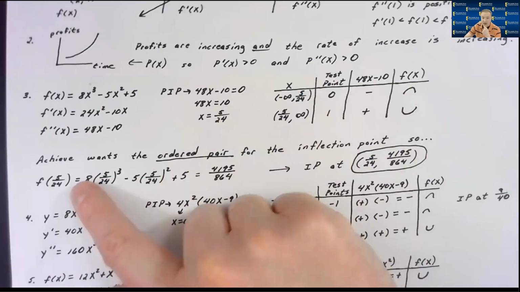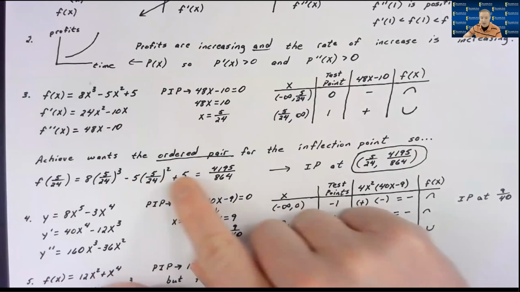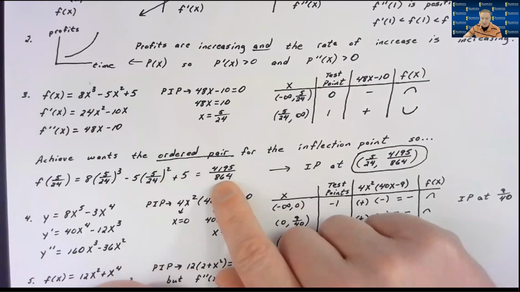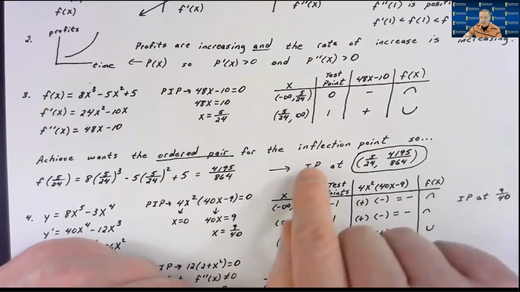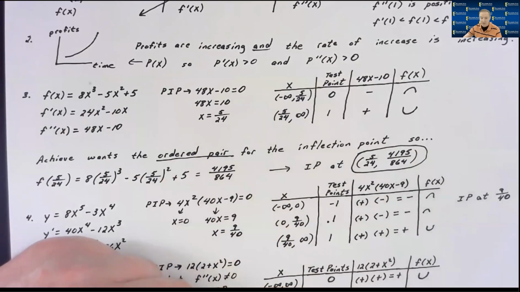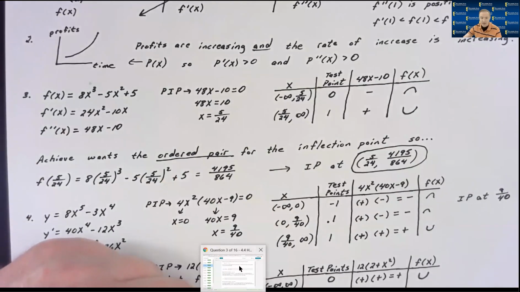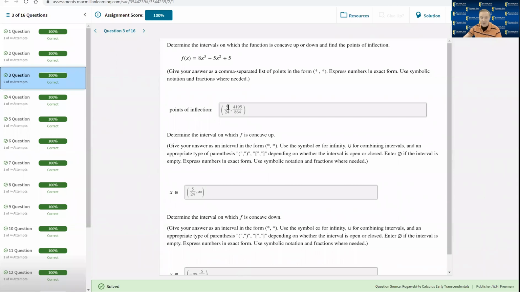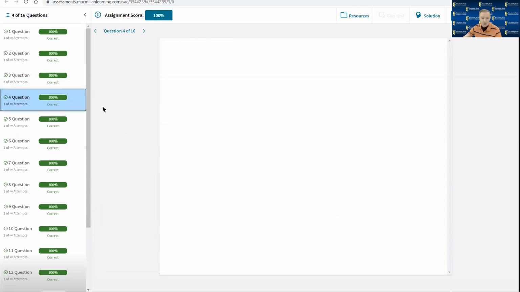Let's go ahead and find the y coordinate at that point. I just plugged it back into my original equation, and I got, of course, I used my calculator, 4,195 over 864. So I can say my point of inflection is this ordered pair. And you can see I had to go in and enter the information into Achieve just like this. And please remember, on some of these screens, you may have to scroll down to get to all of the questions asked.